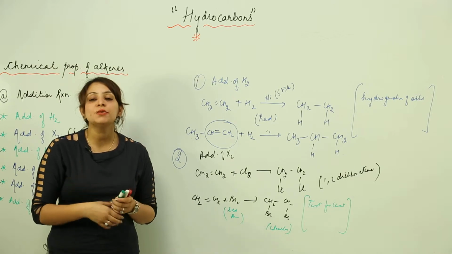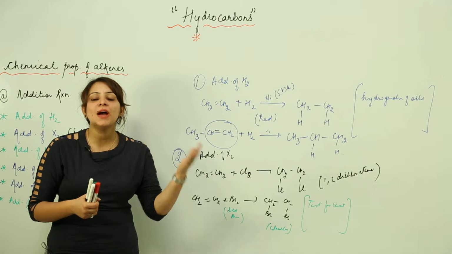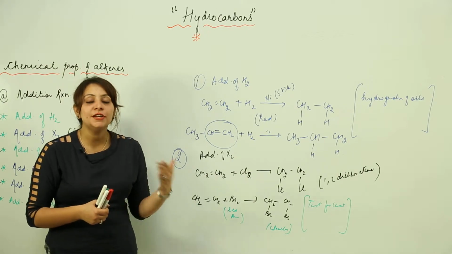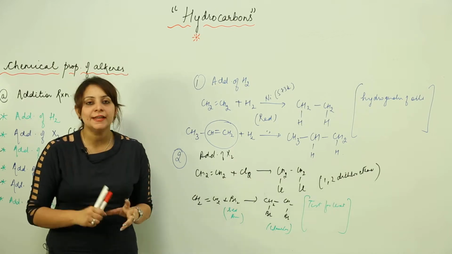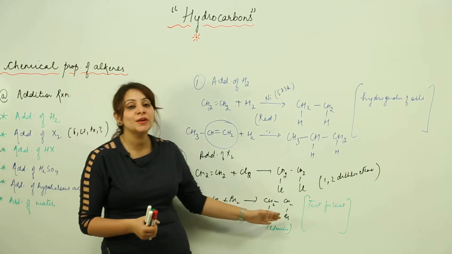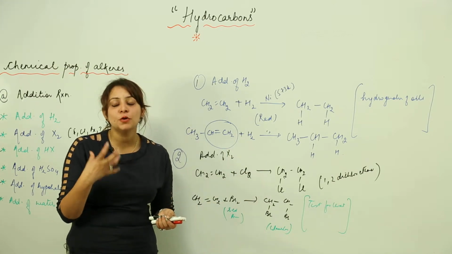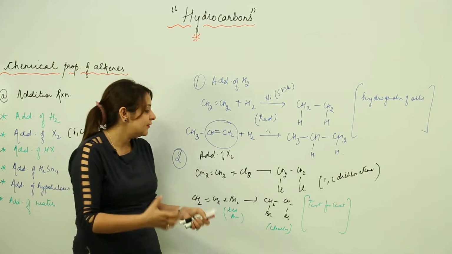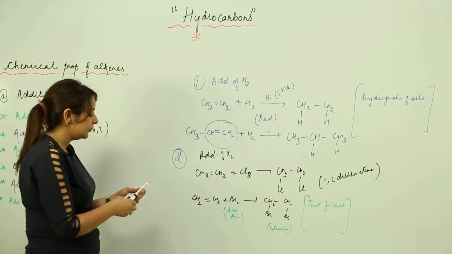you can perform the bromine water test. What you need to do is add bromine to it. Initially the bromine color is reddish brown, but when you add it and just shake the test tube, you get a product which is colorless. So if the reddish brown color of bromine gets discharged, then obviously it is an unsaturated compound. So this is the addition of halogen.